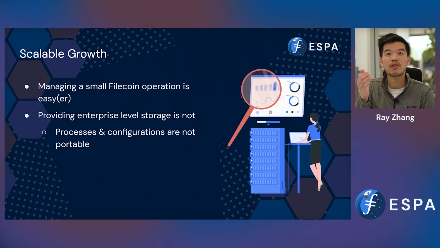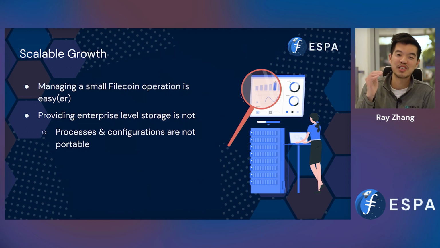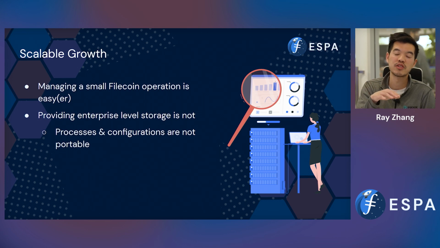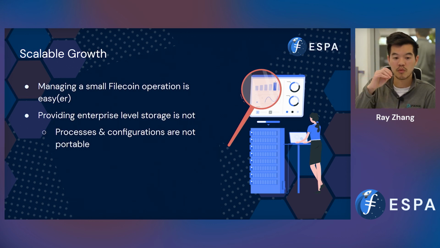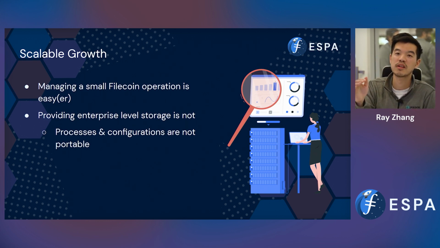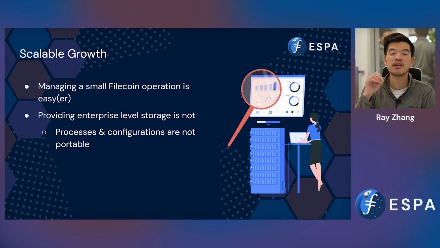Managing a small Filecoin operation is easy. Well, it's easier than enterprise level storage. As enterprise level storage, all the processes and the configurations that you had as a small operation won't transfer as you scale up past a certain threshold. There is a miner in the community that we know of that didn't really configure their setup properly to provide actual storage. The result was that once they grew past a certain point, the whole operation broke and it took 10 days to fix.